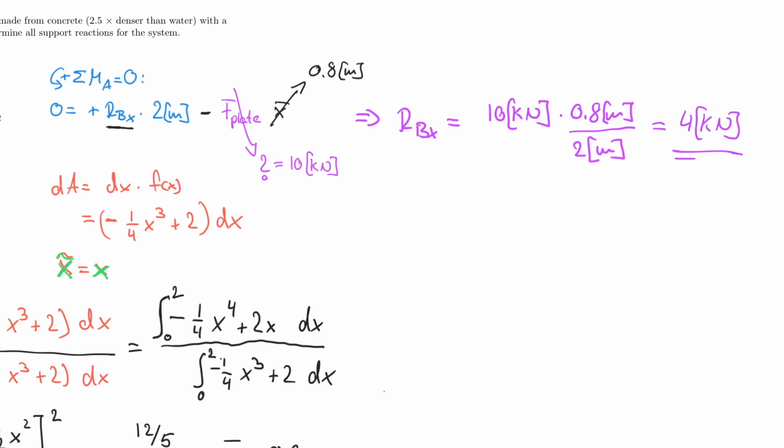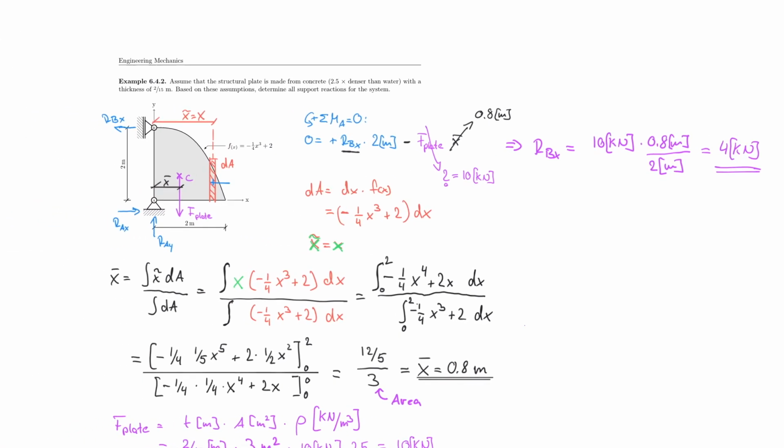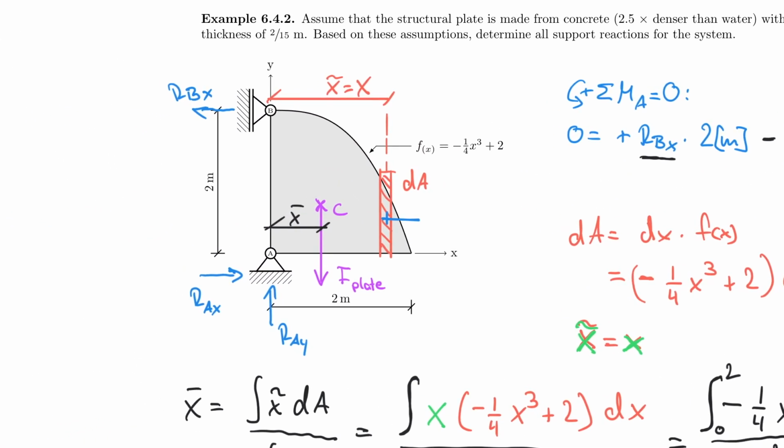And that is an ultimate result here for this. And of course, solving that is not the problem. But I can include that here now in my picture. So I know that this must be 4 kilonewton. And by the way, notice that for me it came out positive because I assumed already RBX to go to the left side, right? I want to re-emphasize this here.